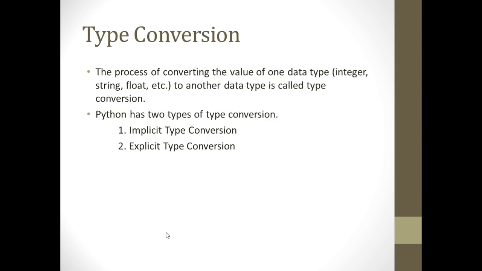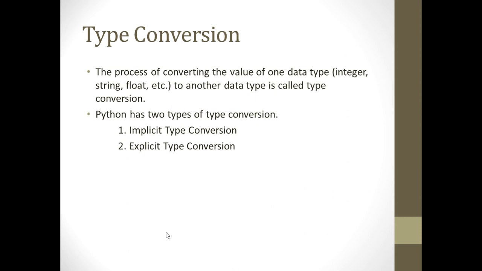Now let us discuss type conversion. There are two types of type conversion: implicit type conversion and explicit type conversion. Type conversion means we convert the value from one data type to another data type. Type conversion, change from one type to the other type. And there are two types, implicit and explicit.